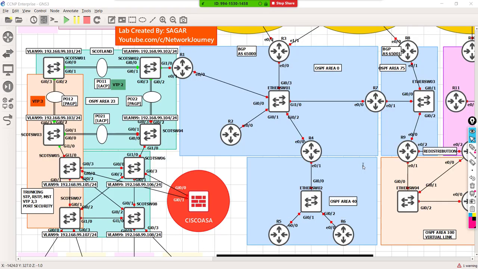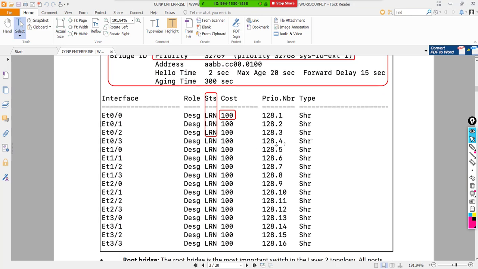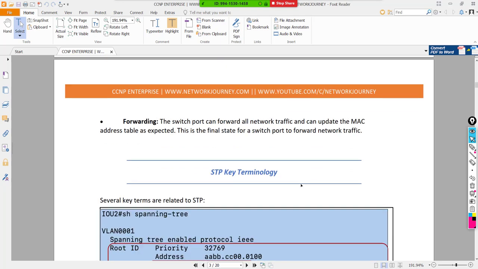Okay, so what else? Basically the same thing I have mentioned here. If you have noticed, as of now the ports are in a learning state, but what I showed you was in a forwarding state, right? That is something we will do in the lab and then we will see. Let me cover a few things and then I'll show you.